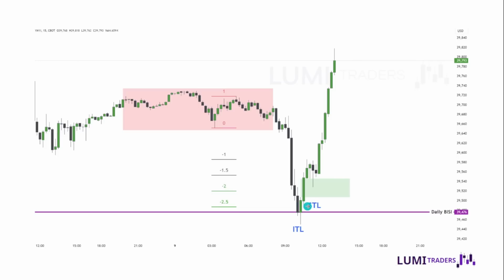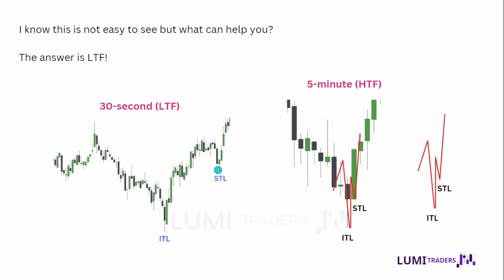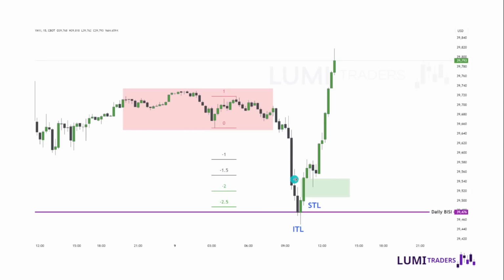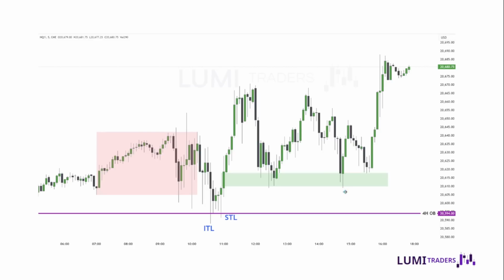Once again, we want to find this in terms of market structure. And on lower time frame, it's going to be a super obvious move right here. So the very first fair value gap after we got short-term low on the right side of intermediate-term low is going to be the real distribution fair value gap. Here we go. Perfect.